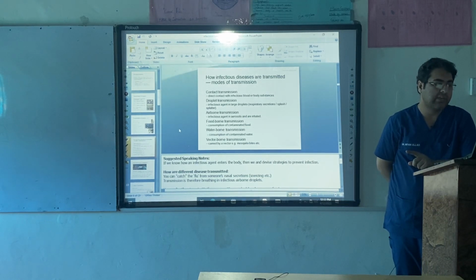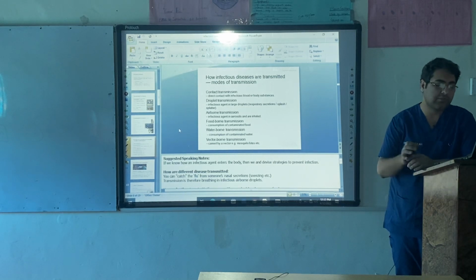So, similarly, one is contact transmission, in which direct contact with infectious blood or body substances can happen. The other is droplet transmission, in which the infectious agent is in large droplets, for example, respiratory secretions, splash and splatter. The other is airborne transmission, in which the infectious agent is in aerosols and is inhaled. Foodborne transmission is through consumption of contaminated food. Waterborne transmission is through consumption of contaminated water. And vector-borne transmission is carried by a vector, for example, mosquito bites, etc.